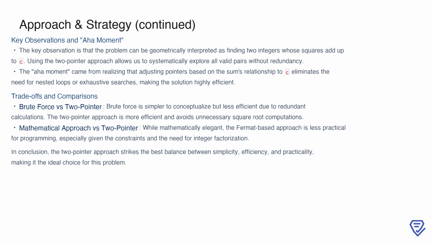It avoids the pitfalls of brute force and the complexity of mathematical reasoning, making it the most practical choice for this problem. This balance is what makes the two-pointer approach the most effective and scalable solution for determining if a number can be expressed as the sum of two squares.